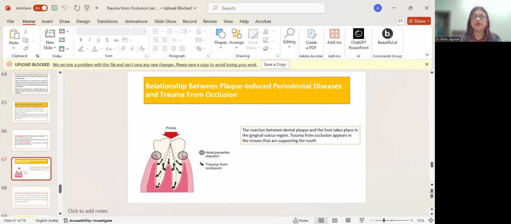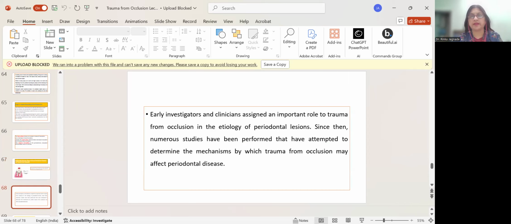Now we will talk about the relationship between the plaque-induced periodontal diseases and trauma from occlusion. Okay. So early investigators and clinicians say that there exists an important role of trauma from occlusion in the etiology of the periodontal diseases.